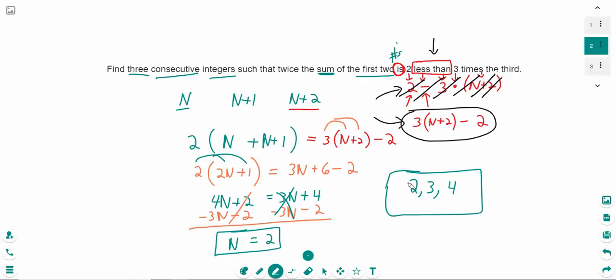And if you want to double check it, you can just think about what they're saying here, such that twice the sum of the first 2. So we take the first 2 numbers, 2 and 3, their sum is 5. We take twice of that, that's 10. So that 10 is equal to 2 less than 3 times the third. What's 3 times the third? 3 times the 4 is 12, and then 2 less than that is 12 minus 2, which is also 10. So it's true, 10 does equal 10. So there you go. That is the solution.